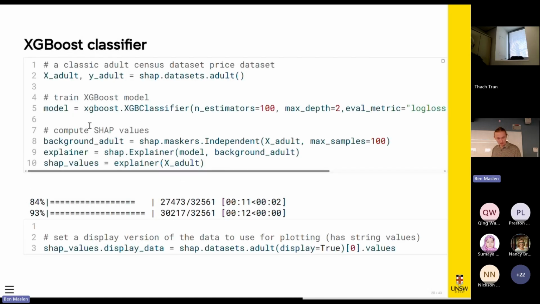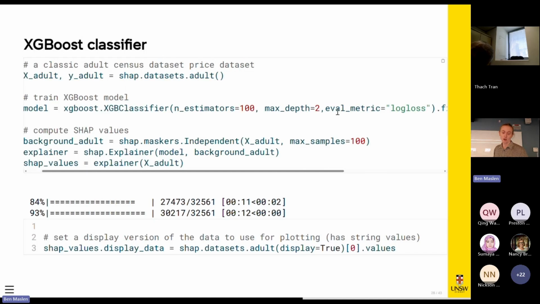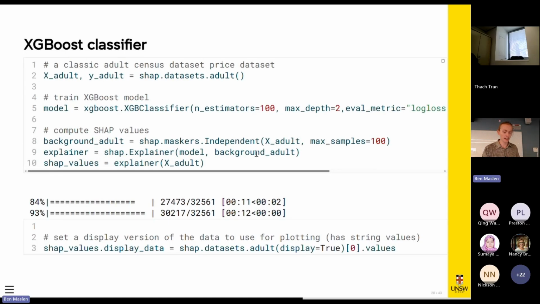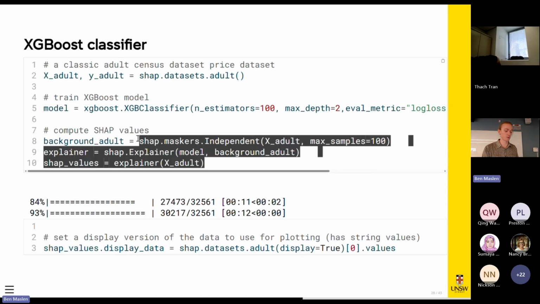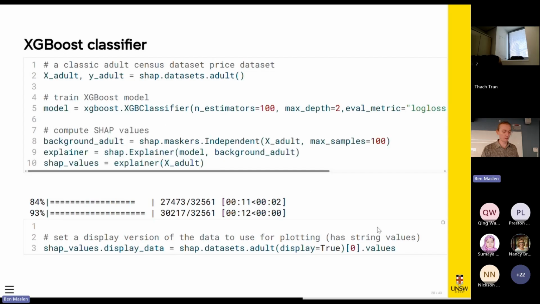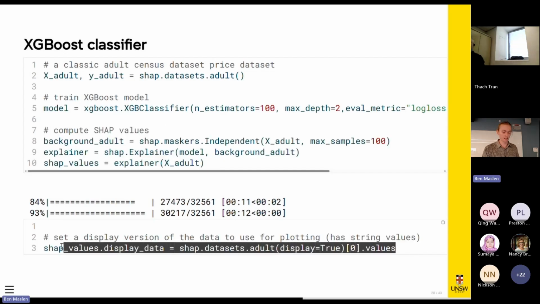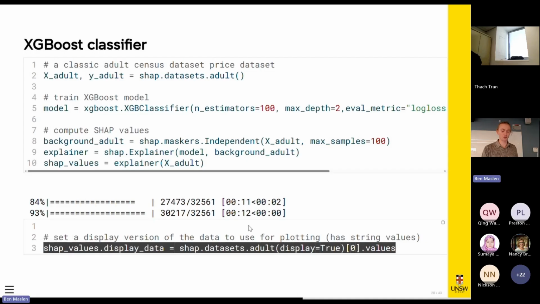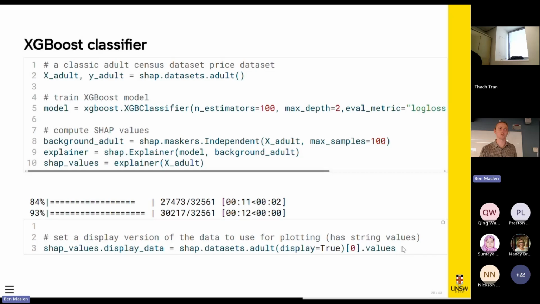So we're going to load this adult data set from the SHAP package. We're going to fit our XGBoost model again, except now we're going to use XGB classifier instead of XGB regressor. And we're going to use the log loss function as our loss function to train and optimize this model. And again, we're going to compute our SHAP values as we have before. For whatever reason, to get some nice plots, they like to have a display version of the data as well to use for plotting, which has our string values in it.